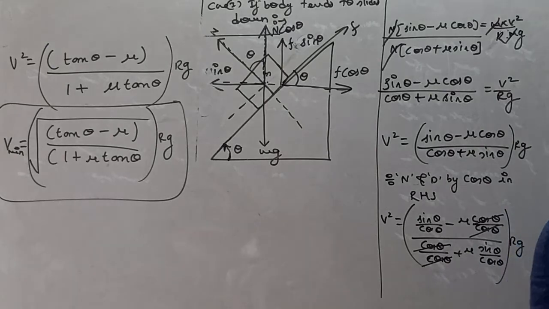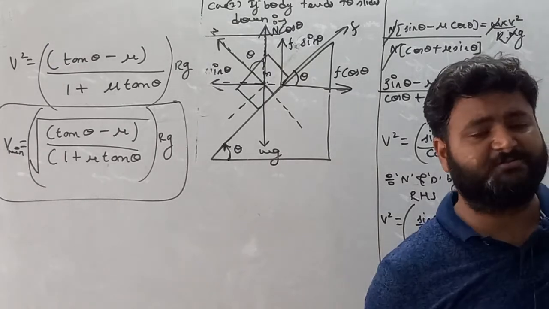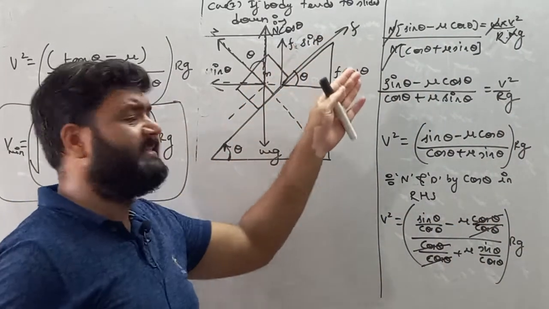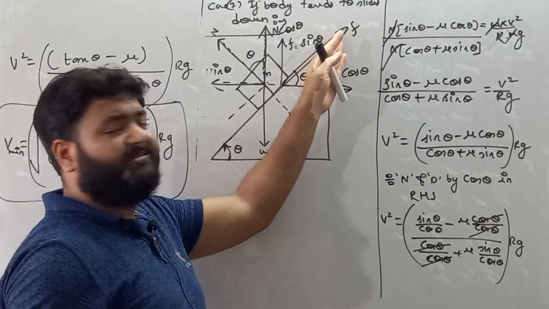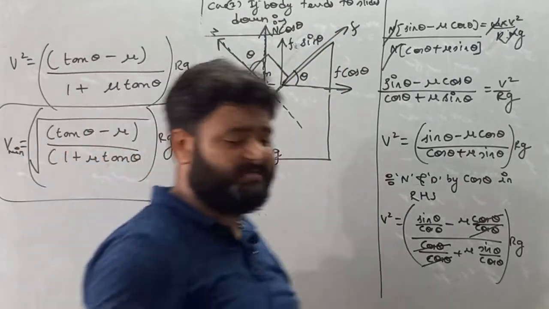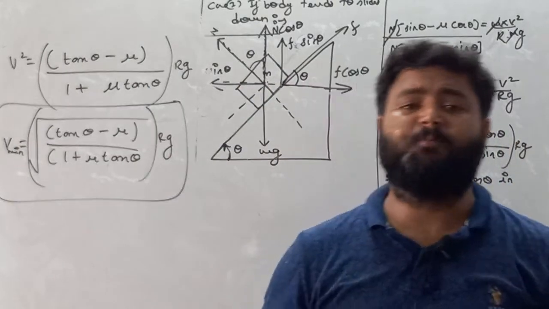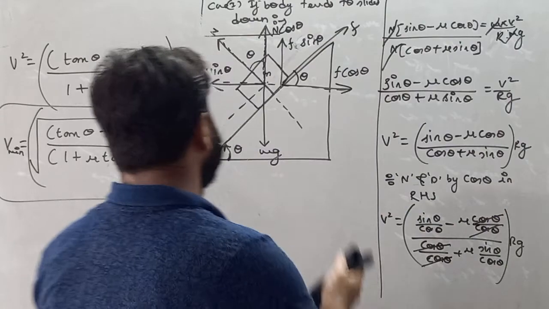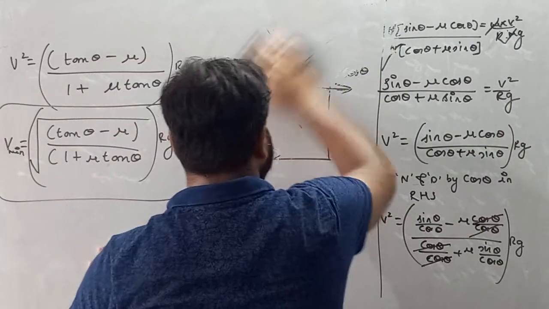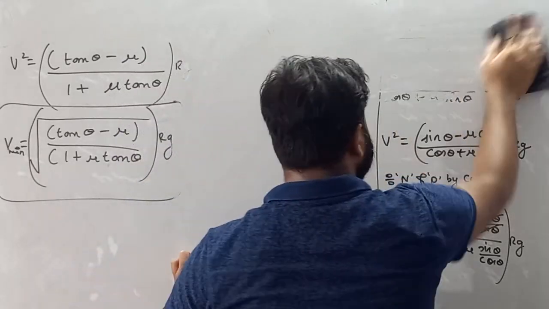Moving forward, my dear student, we are now discussing case 2, when the body tends to slide upward. So if the body tends to slide upward, in that case the nature of friction is static but the direction is downward. As simple as this, because we know that the direction of friction is always opposite to the direction of motion. So write down, case 2 is if the body tends to slide up.